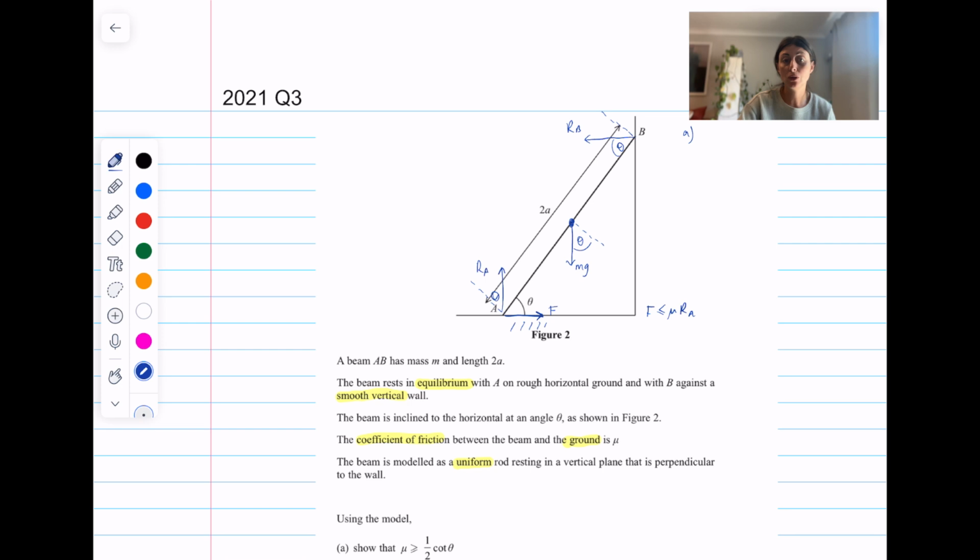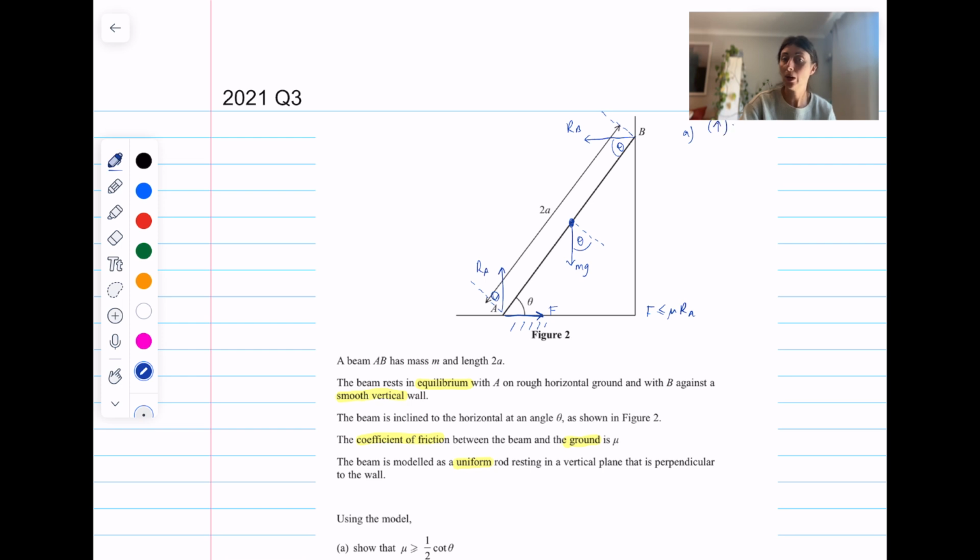We've been asked to show that mu is bigger than or equal to a half cot theta. With any moments question, I would always recommend you resolve horizontally and vertically first, just because it's super easy and quick to do, and it could score you some marks and become useful later on.